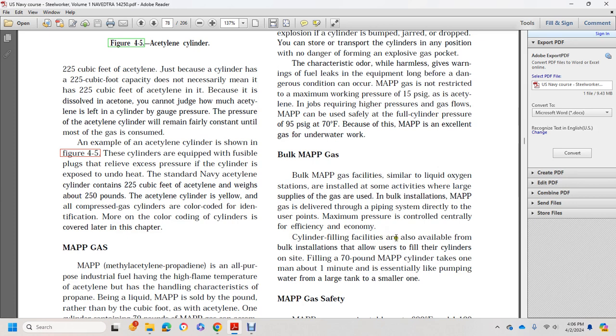Cylinder filling facilities are also available for the bulk installation. It allows you to fill the cylinders on site. Filling a 70-pound MAP cylinder takes one man about 1 minute, essentially like pumping water to fill a large tank or a small one.